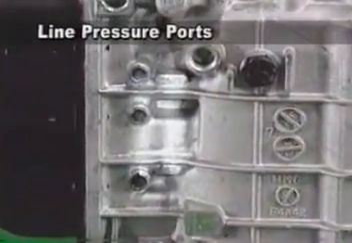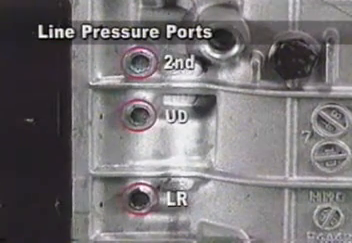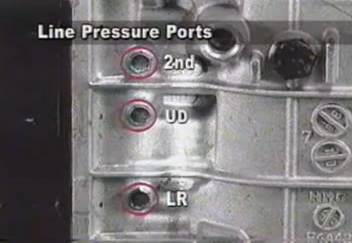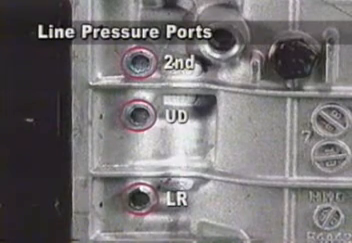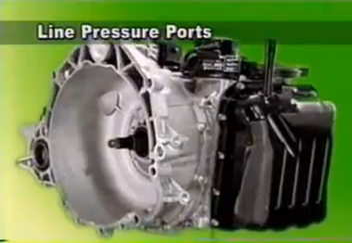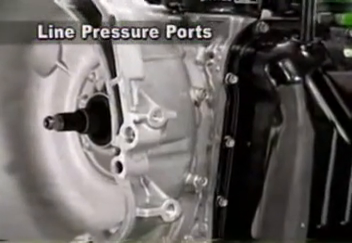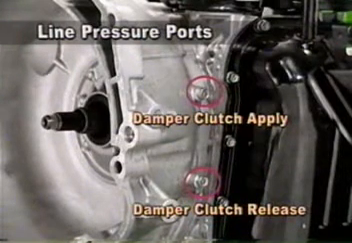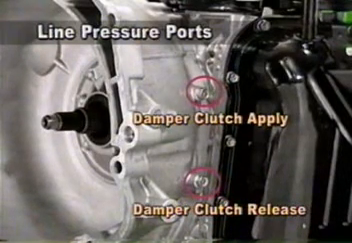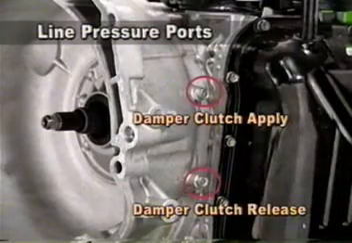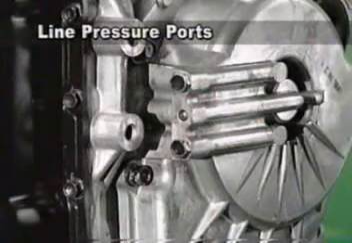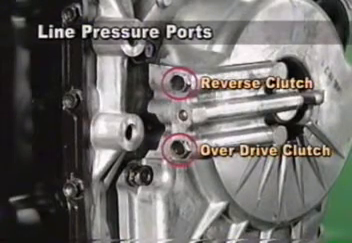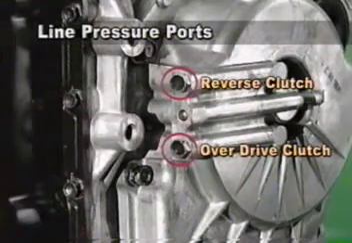Ports for second brake, underdrive clutch, and low and reverse brake are installed at the transaxle case of 4-speed and 5-speed Hivec automatic transaxle. Ports are also applied at the torque converter housing in order to measure the oil pressure of damper clutch apply and damper clutch release respectively. Ports are applied at the rear cover in order to measure the oil pressure of the overdrive clutch and reverse clutch, respectively.